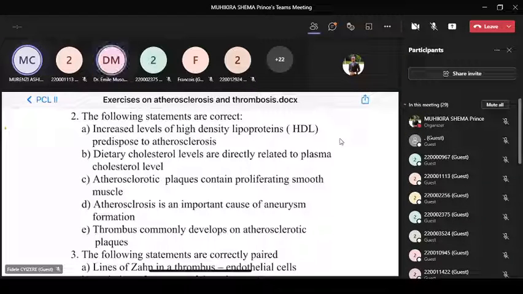Increased level of high density lipoprotein, HDL, predisposes to atherosclerosis. Is it true or false? It's false. Why? Because it's not HDL, it's low density lipoprotein that increases the risk of atherosclerosis. Okay. Number B.